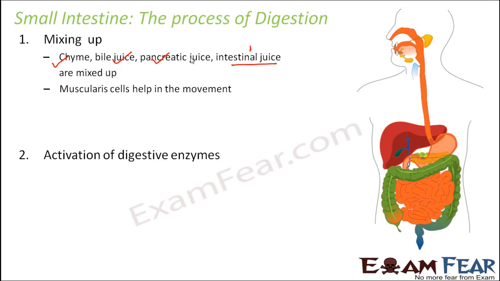So now let us look at the digestive enzymes which we are talking about. So we are talking about activation of which digestive enzymes. Now, to be clear, chyme is the food, so there are no enzymes there. Bile juice doesn't carry any enzymes with it. Pancreatic juice, now this pancreatic juice has a lot of enzymes in it. So let us see what all enzymes are there.